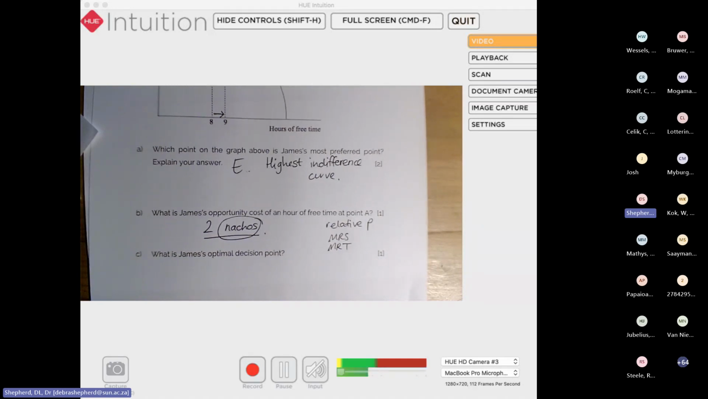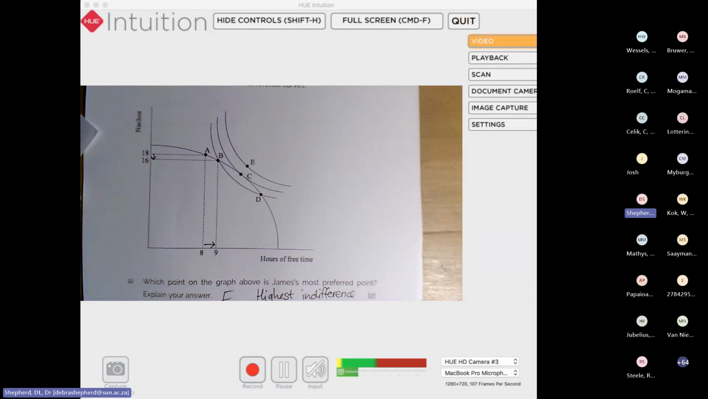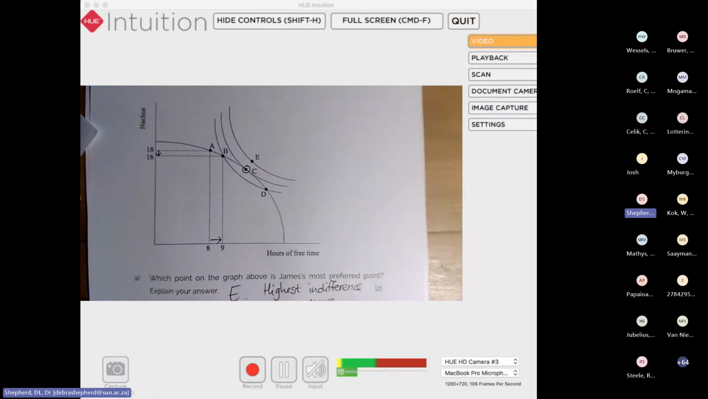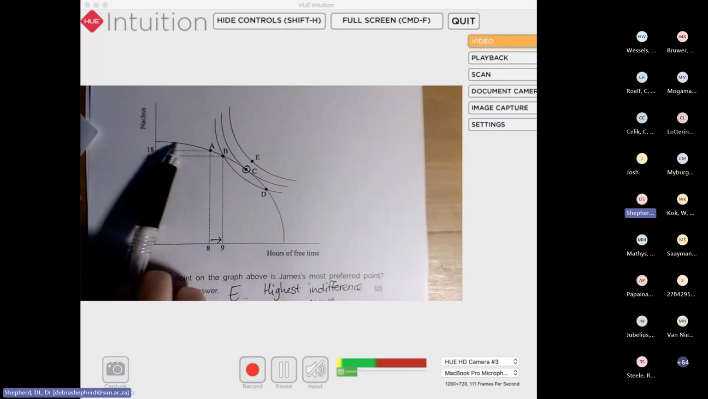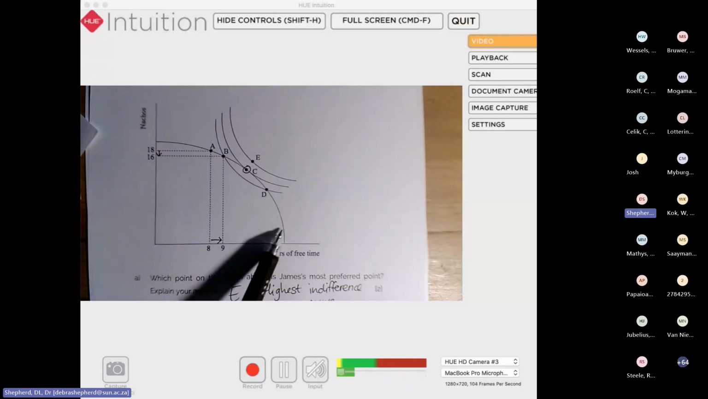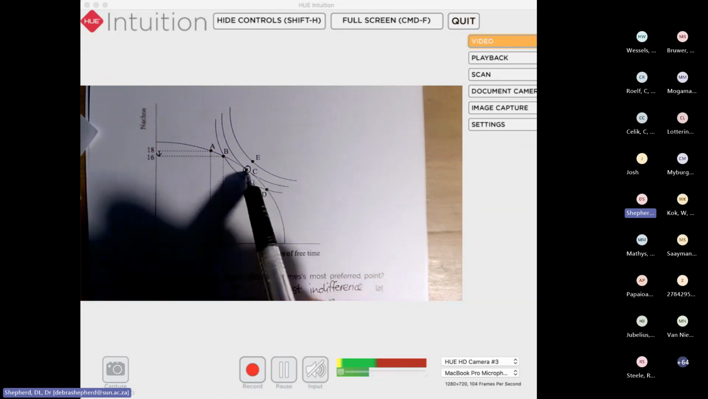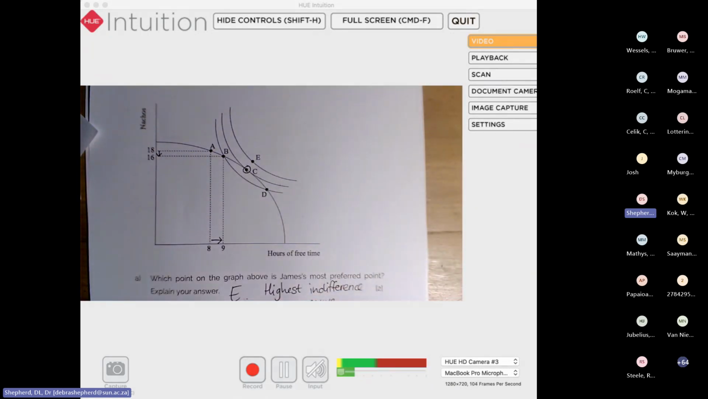Then C asks, what is James's optimal decision point? So looking at this picture, what is his optimal decision? C. Okay, so C is the optimal decision. How do I know that's optimal? I know it's optimal because he is on his feasible frontier, so he's using all his resources. He's reaching his highest attainable indifference curve, so the highest indifference curve that is possible. And at this point, it's tangent: MRS equals MRT. And I see all that stuff coming up in the chat. Awesome.